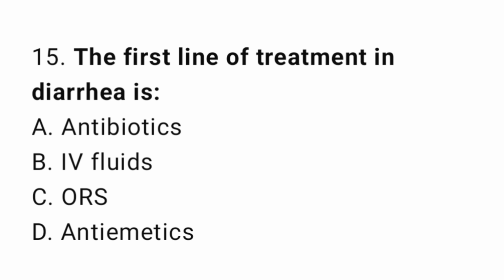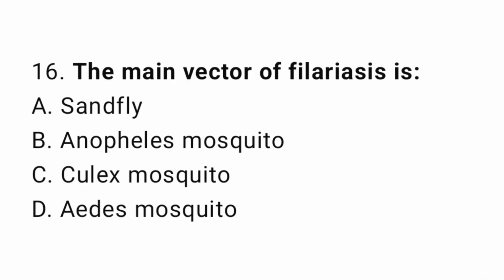Question number 15. The first line of treatment in diarrhea is. The correct answer is C. ORS. Question number 16. The main vector of filariasis is. The correct answer is C. Culex mosquito.